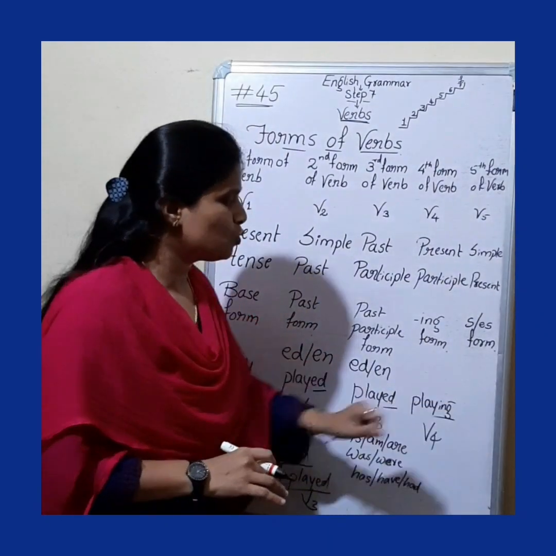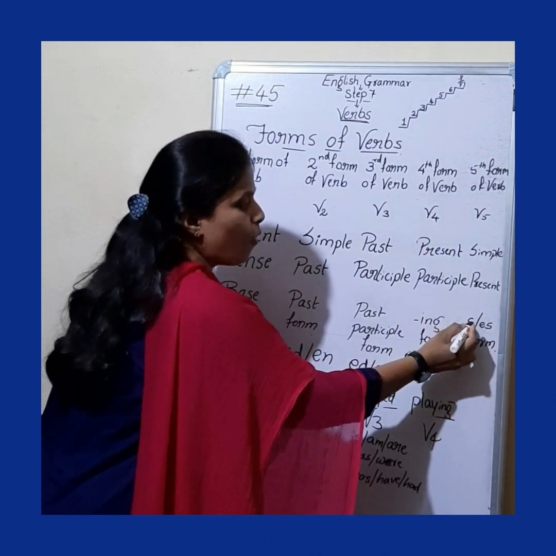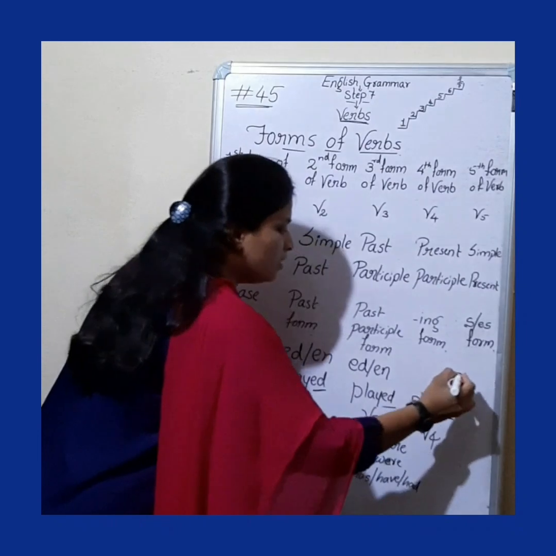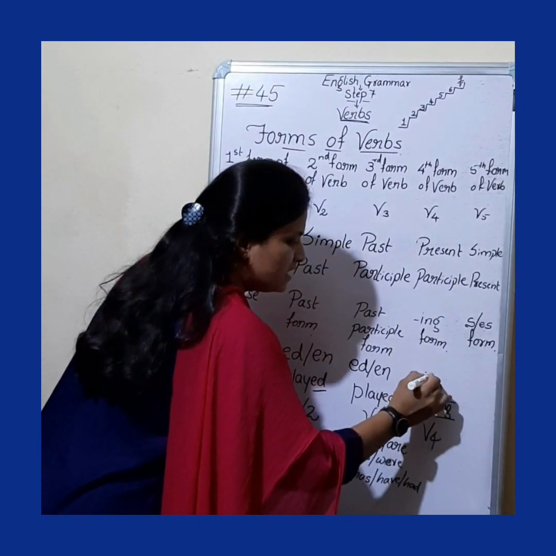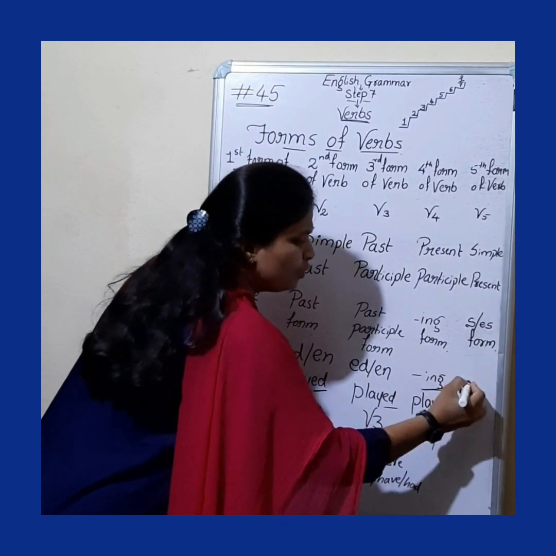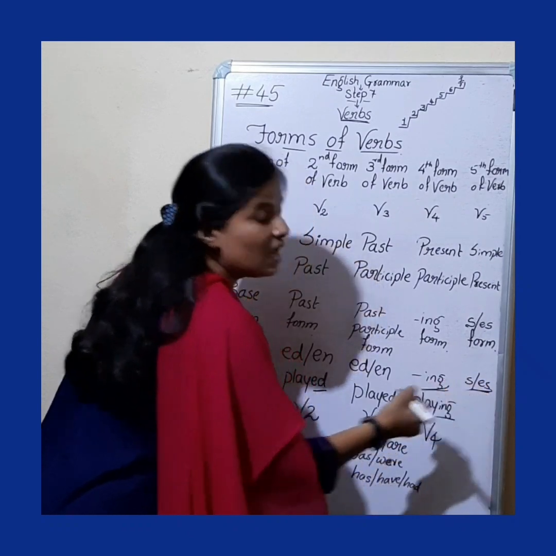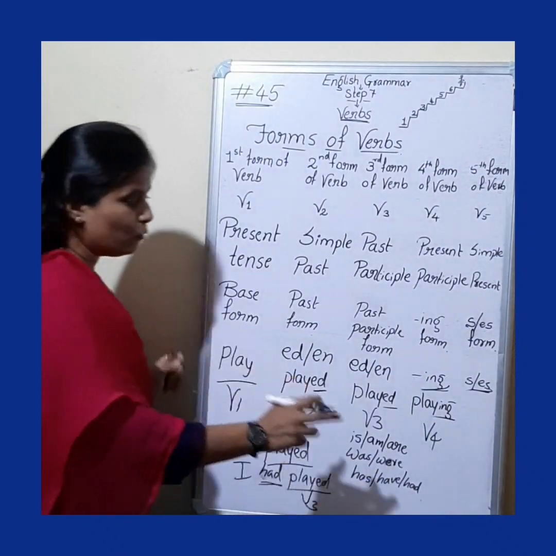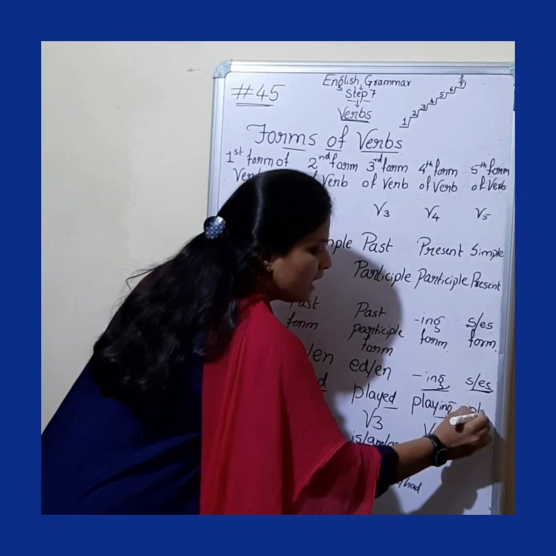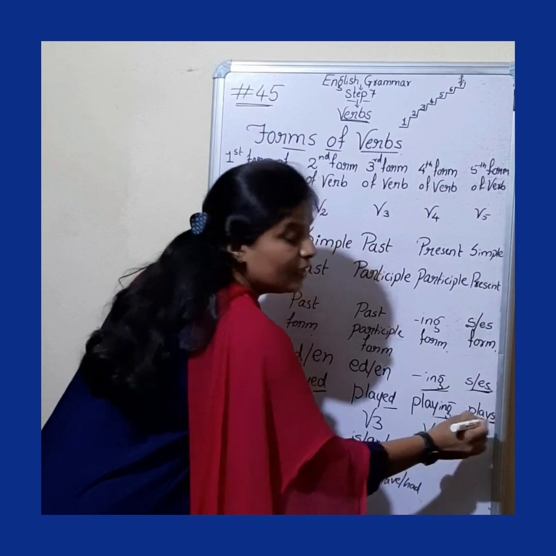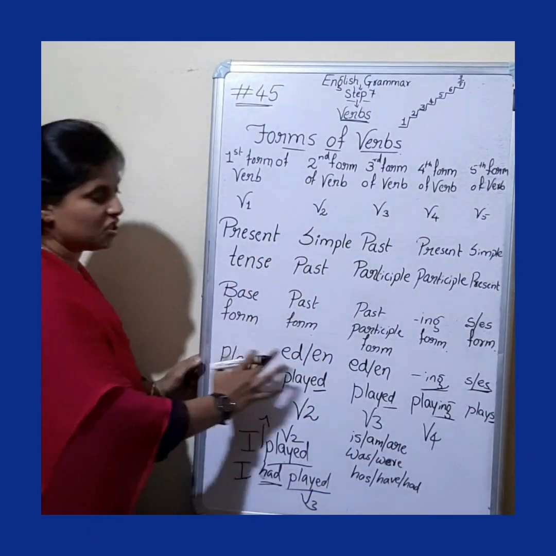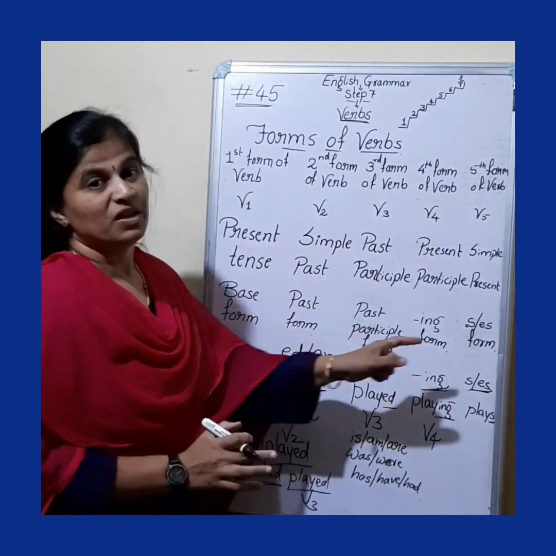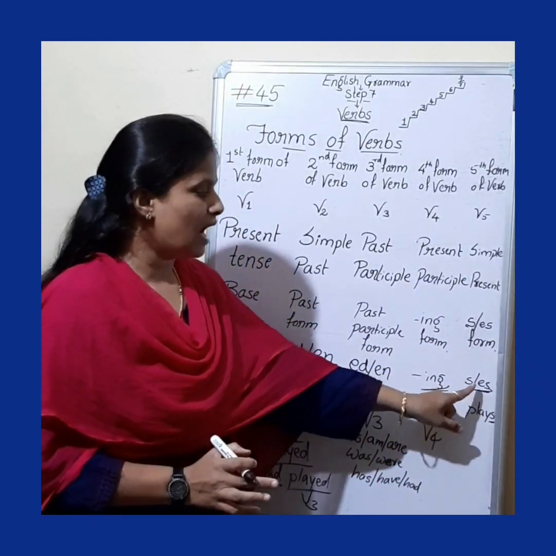Okay, so next one, s or es form, which is called simple present form. So here this one, ing, is to be added. For this, s or es is to be added to the base verb. Okay, now for example, play is there, no? So I just add s to it. So this base verb is changed to fifth form now. V1 is turned into fifth form, that is V5 form, if we add s or es.